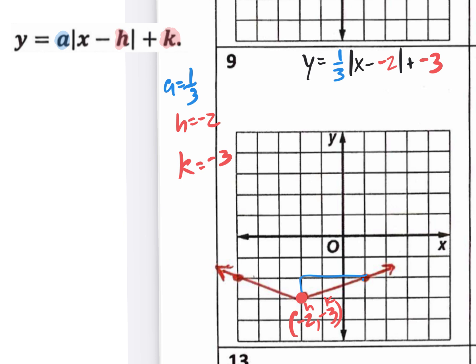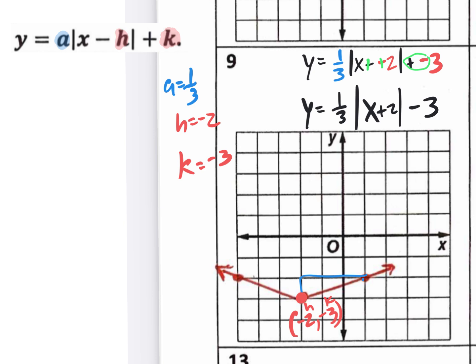Now, the easiest, or the nicest function you could actually produce would be to simplify by changing the minus minus to a regular plus, and to change this plus negative to a regular minus. So here's the nicest looking function for this graph: y equals 1/3 absolute value of x plus 2, close absolute value, minus 3.